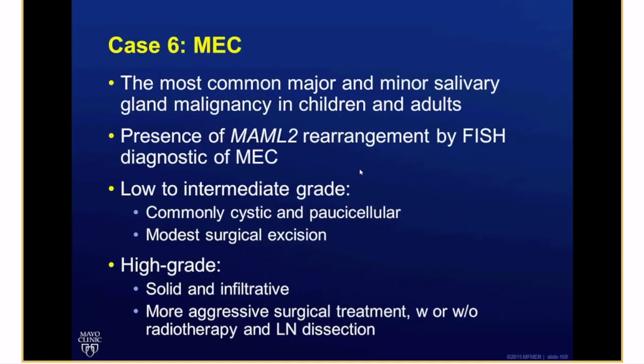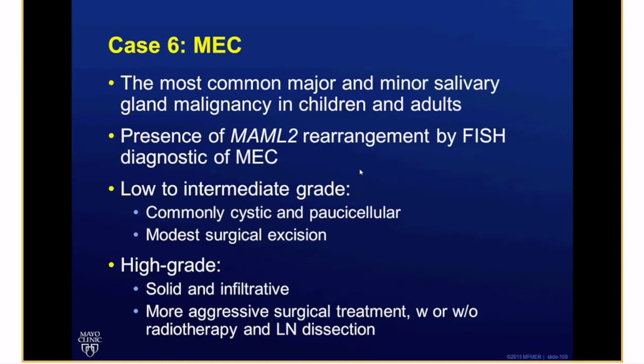Mucoepidermoid carcinoma is the most common major and minor salivary gland malignancy, both in children and adults. It's characterized by MAML2 rearrangements by FISH that are diagnostic of mucoepidermoid carcinoma. Not 100% of them have these MAML2 rearrangements, but if you do find it, you can classify this lesion as mucoep, and that can be helpful in high-grade lesions.